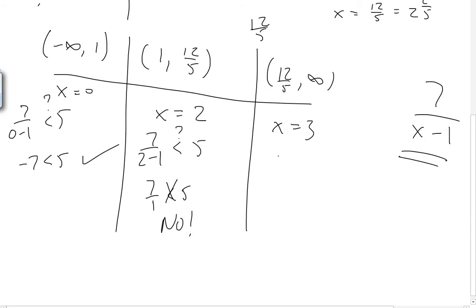Now for x equals 3, I plug it in. 7 over 3 minus 1 becomes 7 over 2. Is that less than 5? Well, 7 over 2 is definitely less than 5. That's just 3.5, so it works as well.